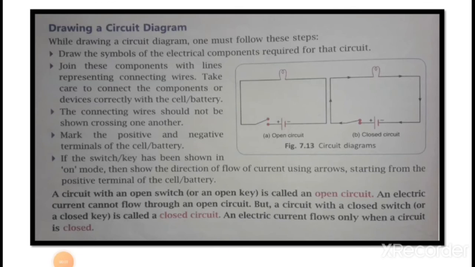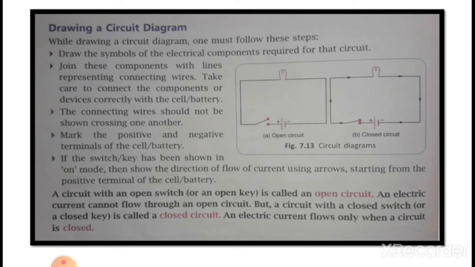Next one is drawing a circuit diagram. While drawing a circuit diagram, one must follow these steps. First, draw the symbols of the electrical components required for that circuit. Join these components with lines representing connecting wires. Take care to connect the components or the devices correctly with the cell or the battery. The connecting wires should not be shown crossing one another. Mark the positive and negative terminals of the cell or the battery.